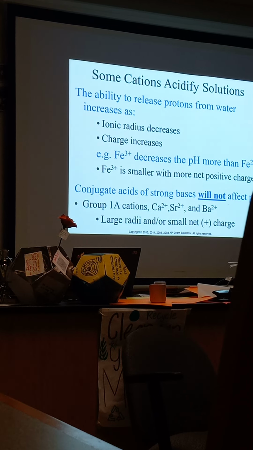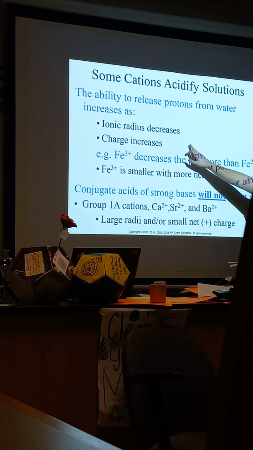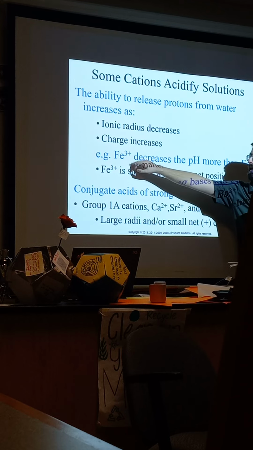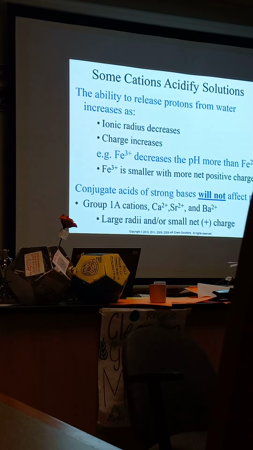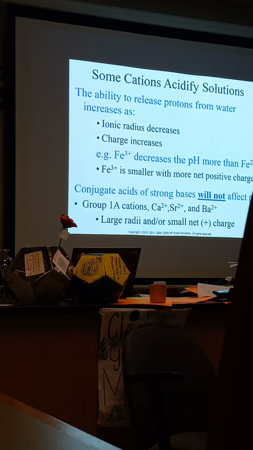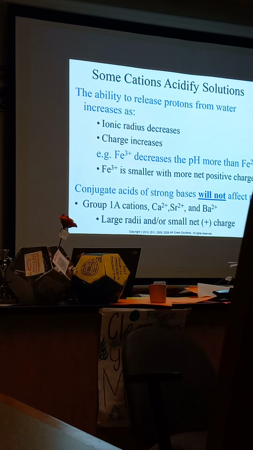So some cations can acidify the solutions as we've been seeing, and the ability to release protons from water will increase as you decrease the ionic radius and you increase the charge. So Fe3 plus is able to do this because 3 plus is a pretty big positive charge, and it's going to decrease it more than Fe2 plus. So Fe3 plus is smaller and it's more able to cozy up to the water and steal some electron density and cause an H plus to jump off.